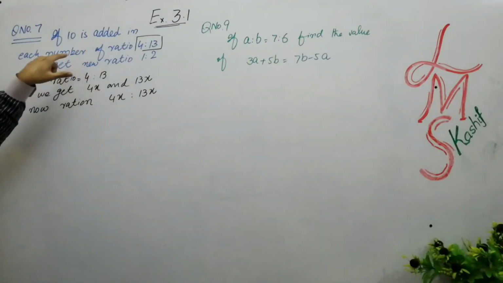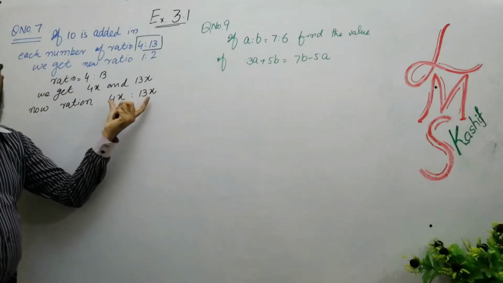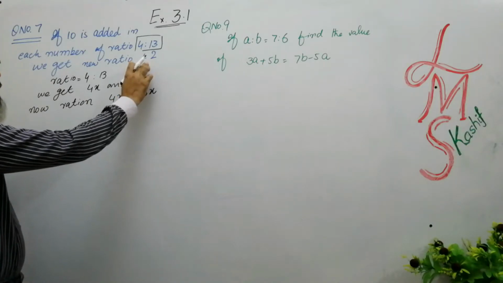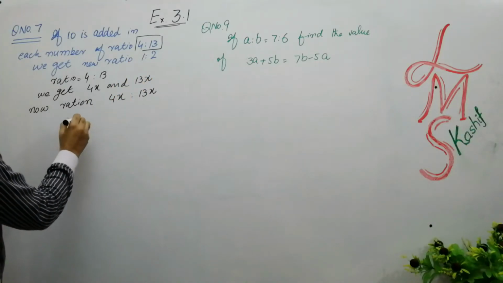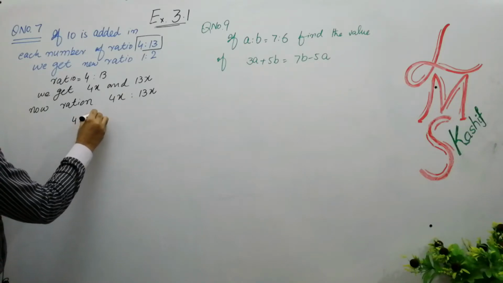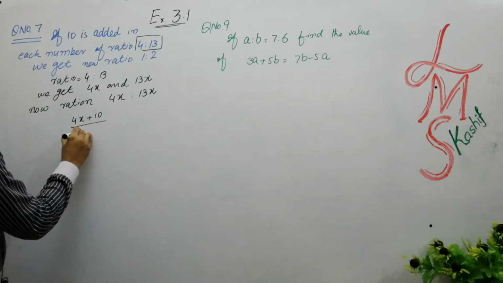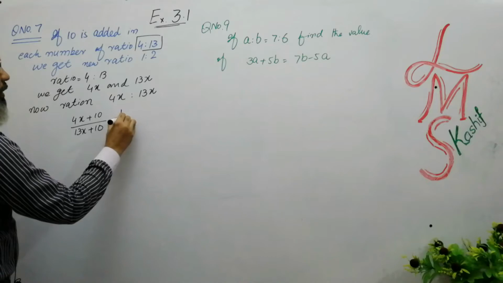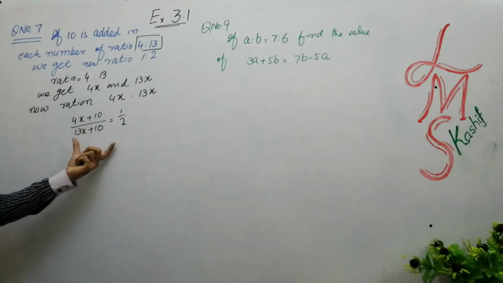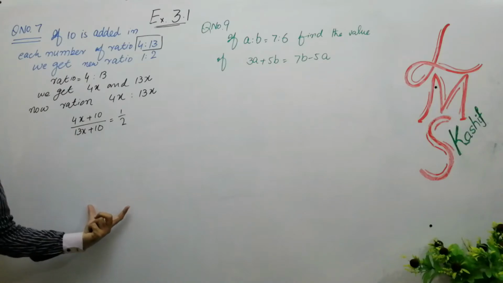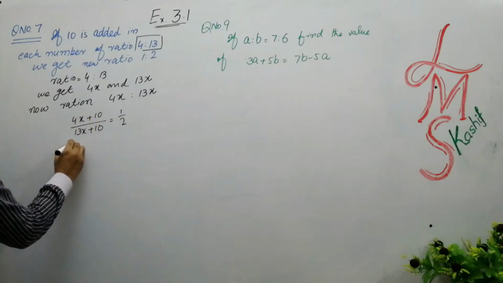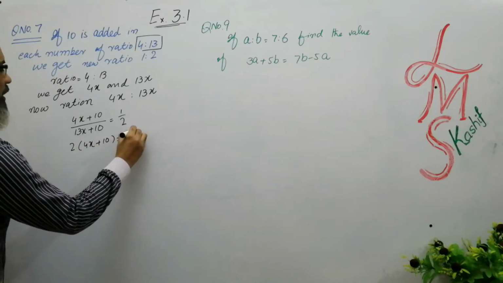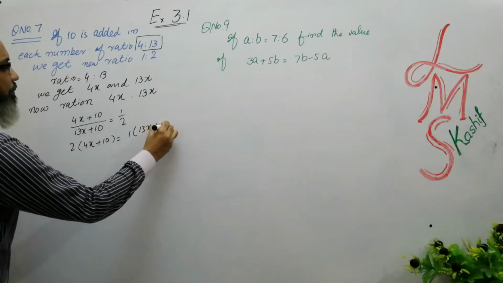If 10 is added in each number, means if we add 10 in this one, 10 in this one, then we get the new ratio. So according to the given condition, your equation is now 4x plus 10 over 13x plus 10, and your new ratio is 1/2. So now you can solve this question by cross multiply. Simply we will solve it. 4x plus 10 is equal to 1 into 13x plus 10.